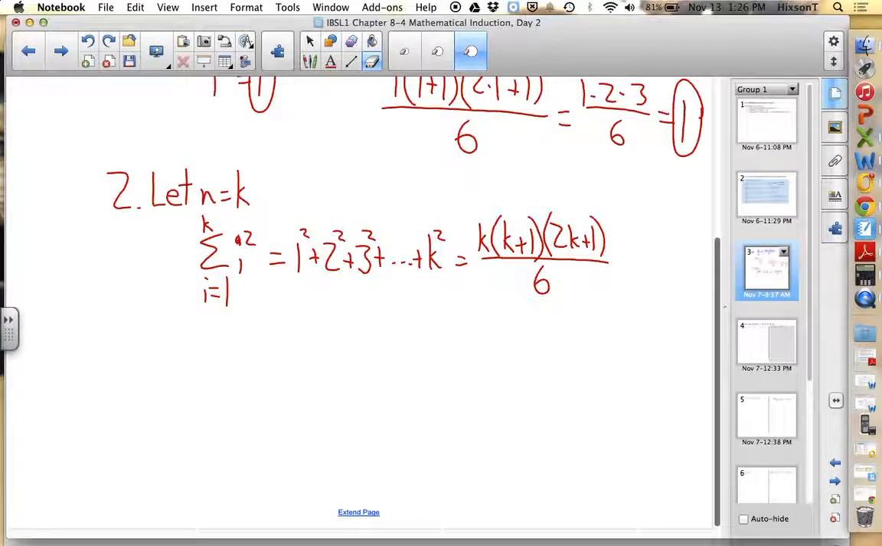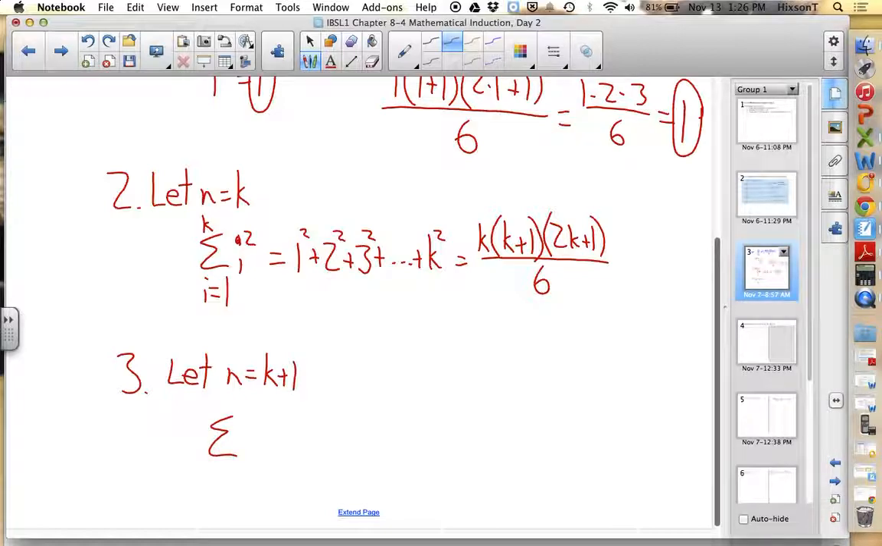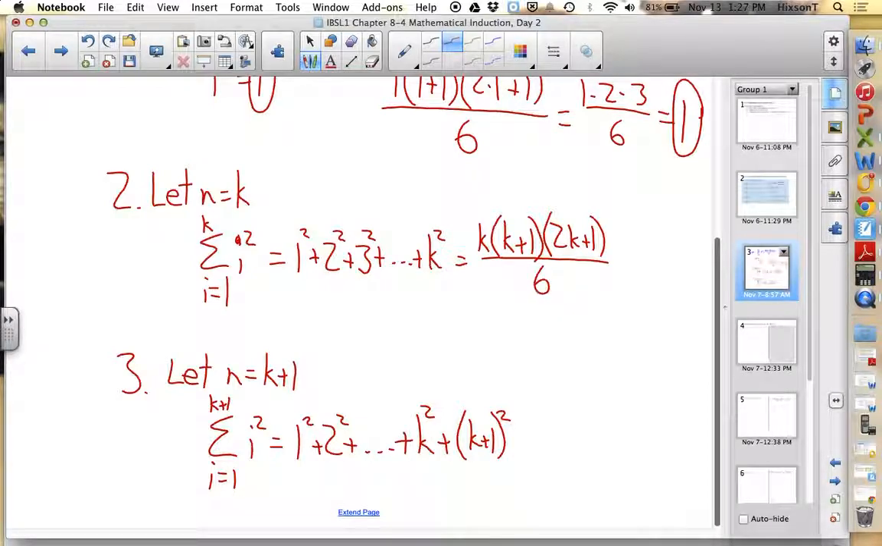There you go. Now, this is what we're gonna look at right now. Okay, so third, we're gonna let n equal k plus 1, okay? So it's the sum from i equals 1 to k plus 1 of i squared. That's gonna be 1 squared plus 2 squared and so on up to k squared, and then the last term is going to be k plus 1 squared. This time you do have to have those parentheses, okay?